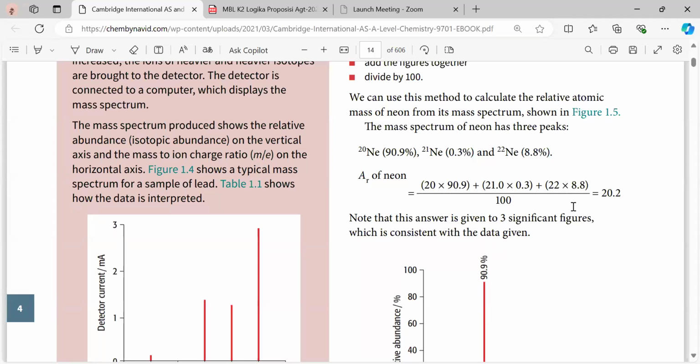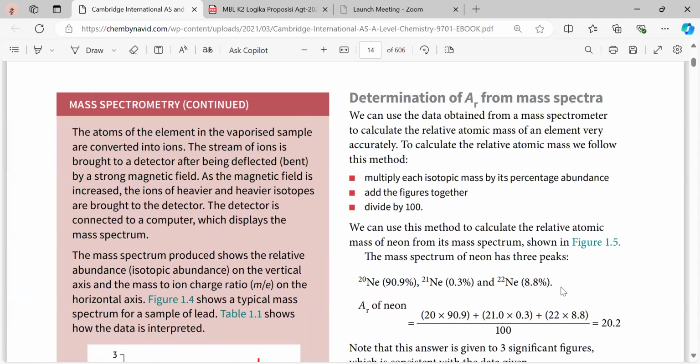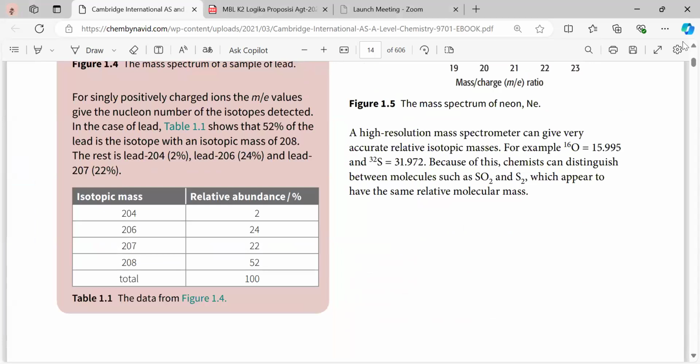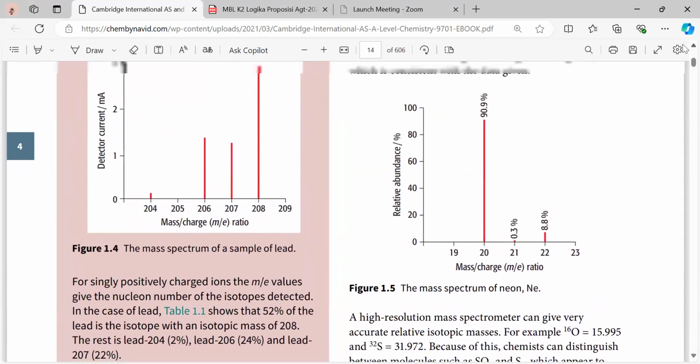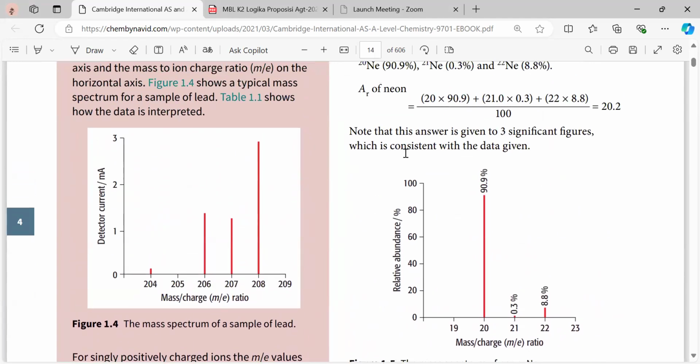And then we can divide it by 100, and then, well, we get this number, 20.2, which is the Ar of neon. So that's basically how this whole thing works. And if you have any question, you can just feel free to ask. So take note that this answer is given to three significant figures, which is consistent with the data given.